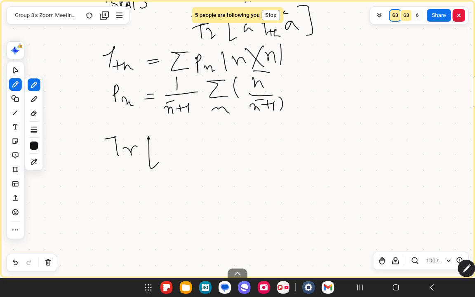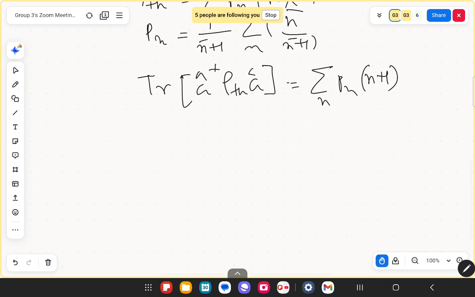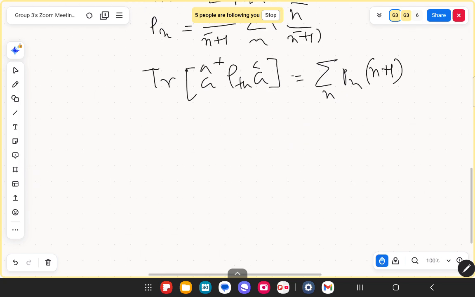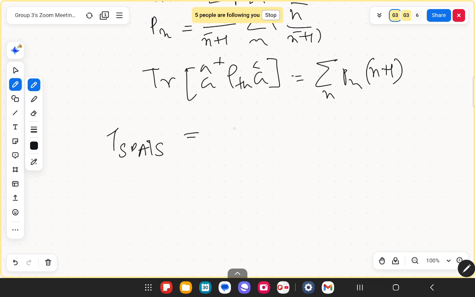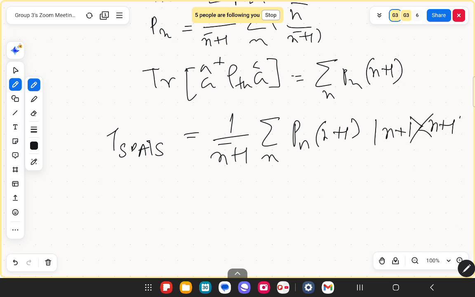The trace of a dagger rho th a is given by the summation of pn n times n plus 1, and since this rho spats was given by the previous expression, after using these derivations I will get rho spats as 1 by n plus 1, summation pn times n plus 1 |n+1><n+1|.